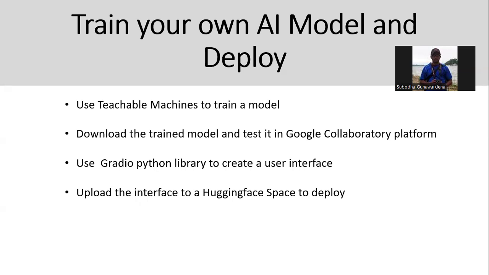Hi, welcome back. In our previous video, I explained the first two steps: using Teachable Machine to train the model, and then downloading the trained model and using it with the Google Colaboratory platform to test it. We have already trained the model using three types of animals, cats, dogs, and deer, and then tested it with similar images to see whether the model is working fine. We have seen that the model is working okay.